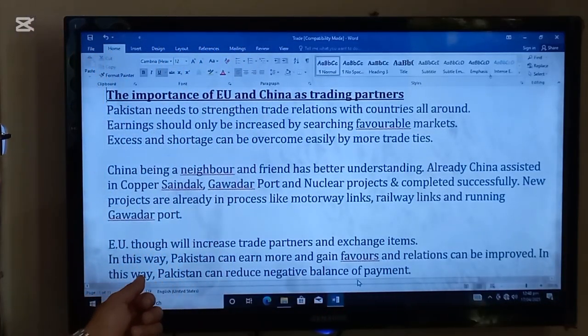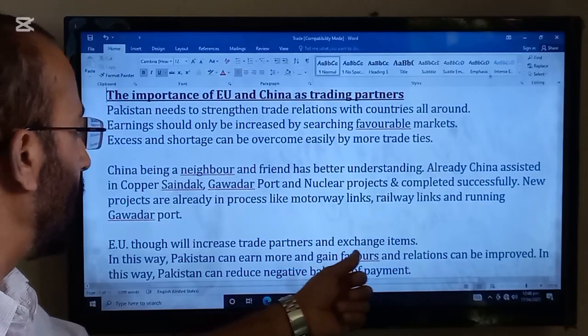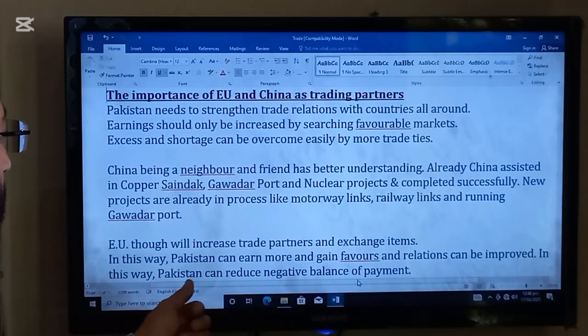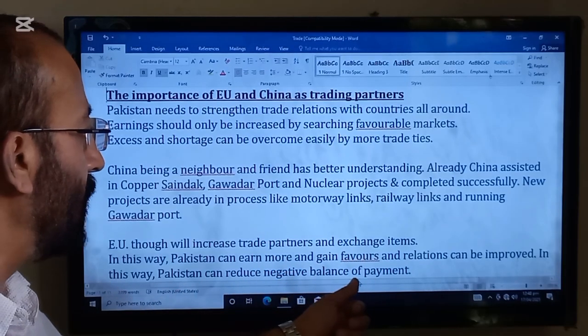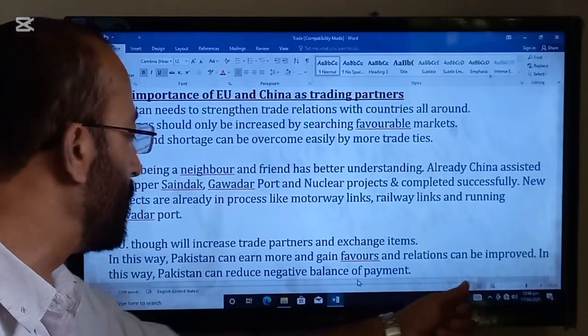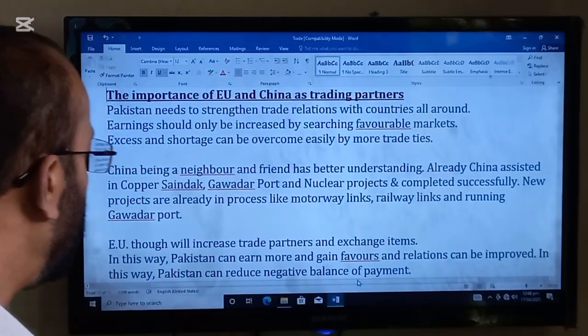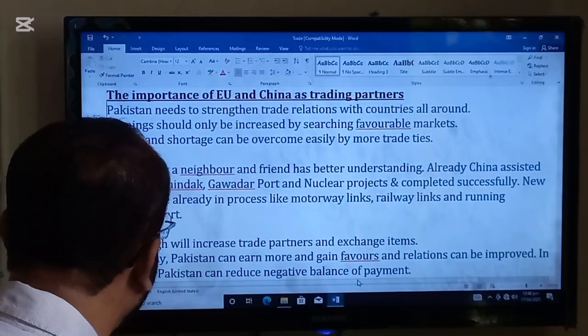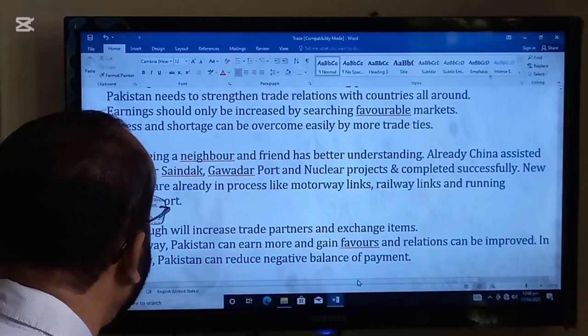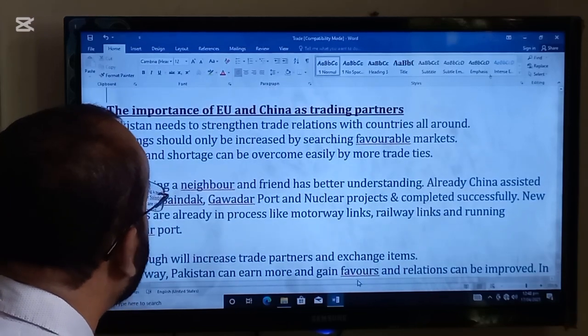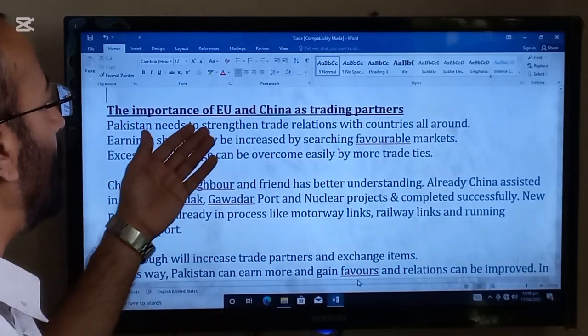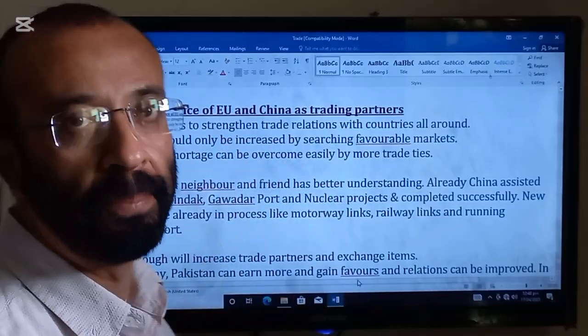The EU, though, will increase trade partners and exchange items. In this way, Pakistan can earn more and gain favors, and relations can be improved. In this way, Pakistan can reduce the negative balance of payment. So these are the points. These are the importance of the EU and China as trading partners.